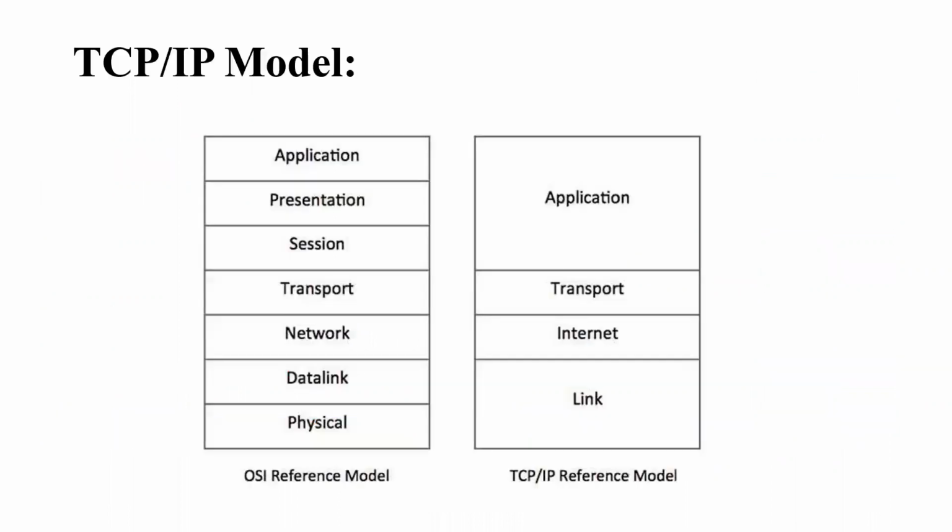A TCP/IP model is more or less similar to the OSI model, only the layers are different. In OSI we have 7 layers. In case of the TCP/IP reference model, we have 4 layers. But the functionality of each layer is the same. So these 3 layers performing some functionality will be taken care of by only one layer in the TCP/IP reference model. So that's how it goes regarding the TCP/IP model.